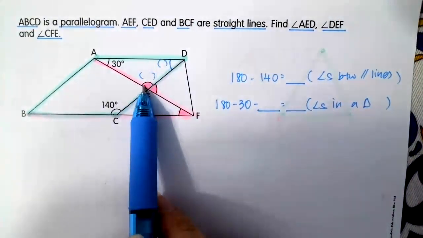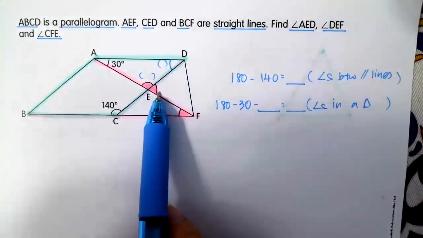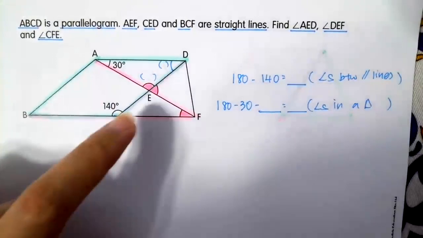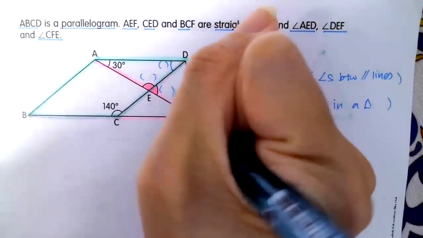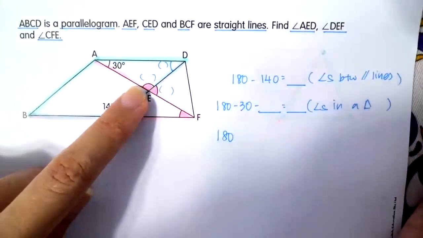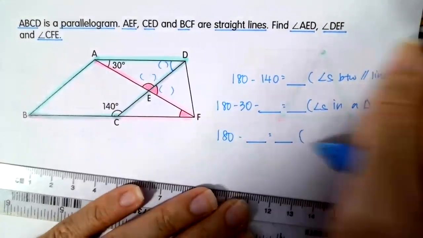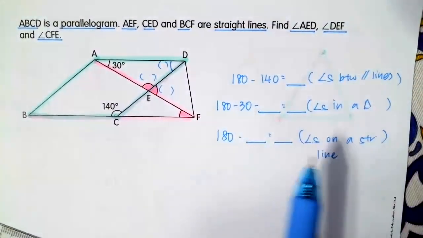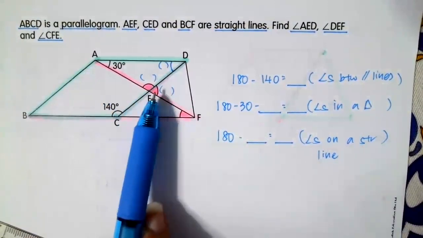Okay, next. I can now find angle DEF. I think quite a number of you should be able to see how to find DEF now, because this is a straight line. So I can take 180 minus angle AED to give me angle DEF. So 180 minus this angle from the previous step, using angles on a straight line. You find this one here.